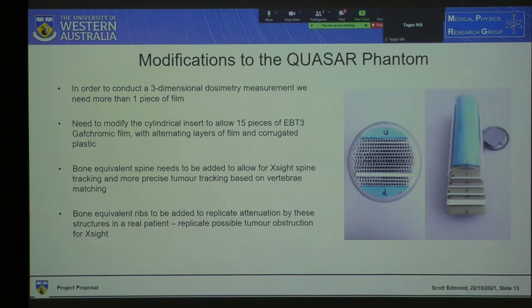In addition to that, a spine needs to be added, a bone equivalent one, typically 3D printed, because the Xsight system uses the spine location in order to enhance its accuracy, and that's the main leading accuracy method for the 0-view system. And in addition, in order to mimic that blocking of the site from one or both of the orthogonal X-ray imagers, we need to add bone equivalent ribs that can potentially get in the way of the motion.